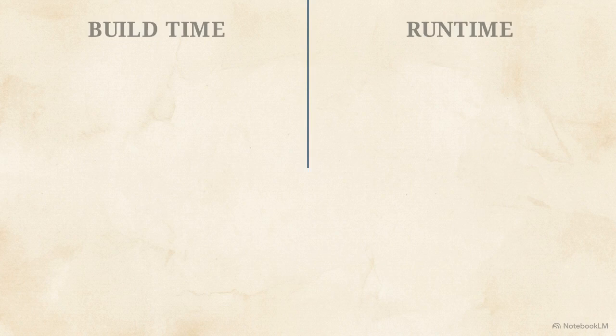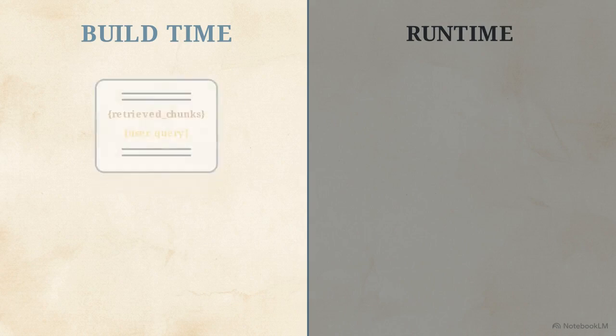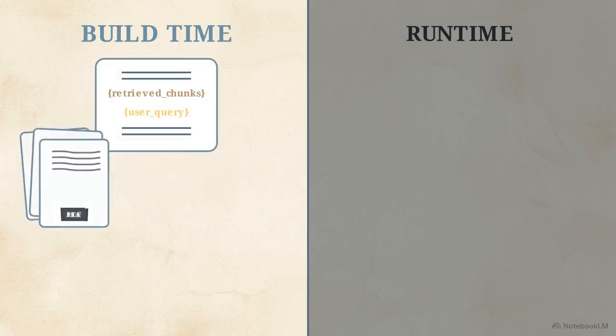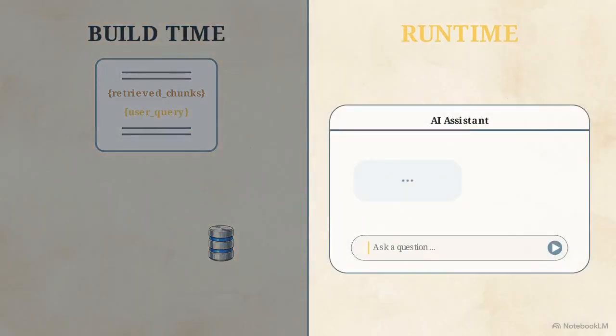To understand this assistant, we separate the process into two timelines. First is build time. Developers write blank prompt templates offline, ingest company policies, chunk them into pieces, and load them into the vector database. Second is runtime, the live action.